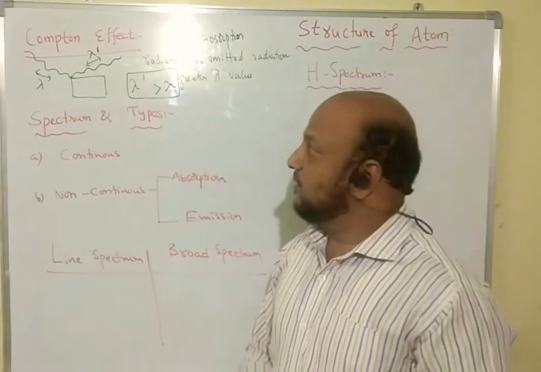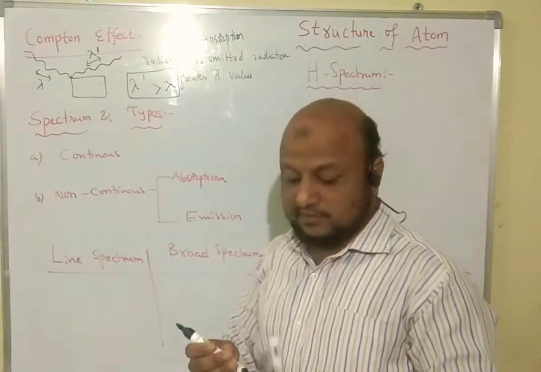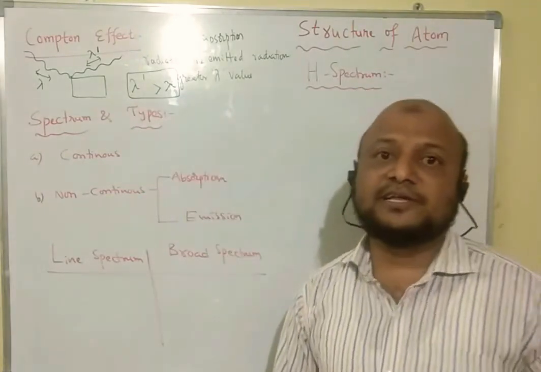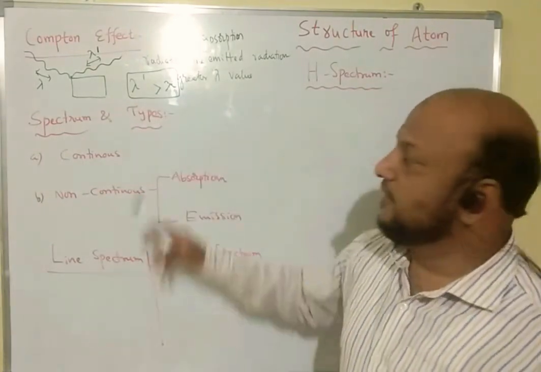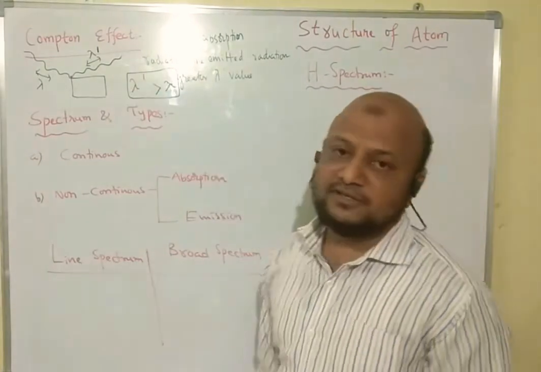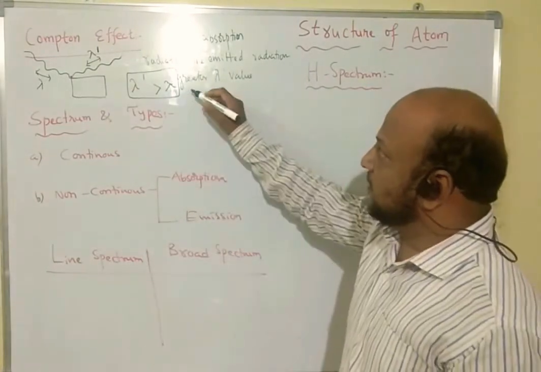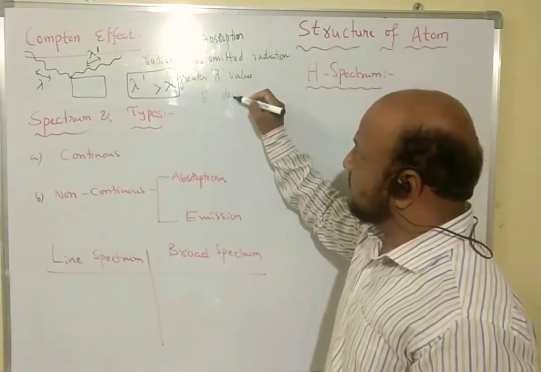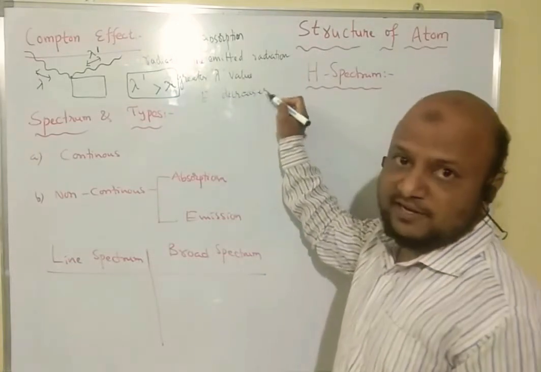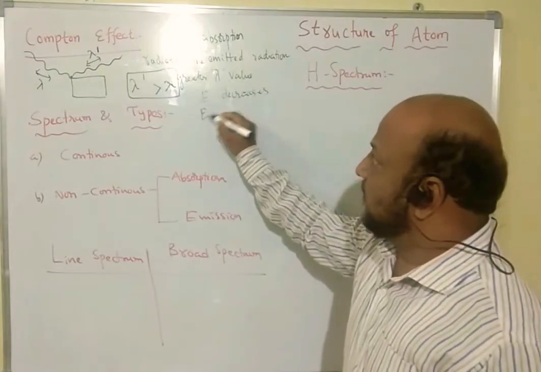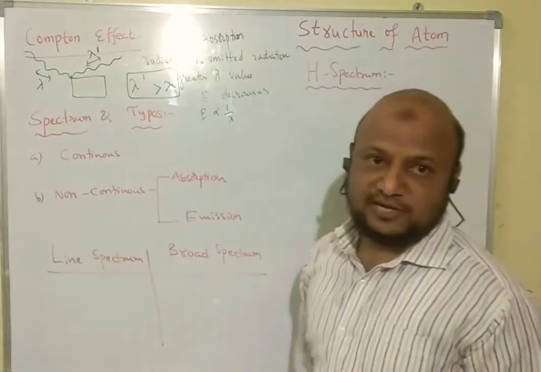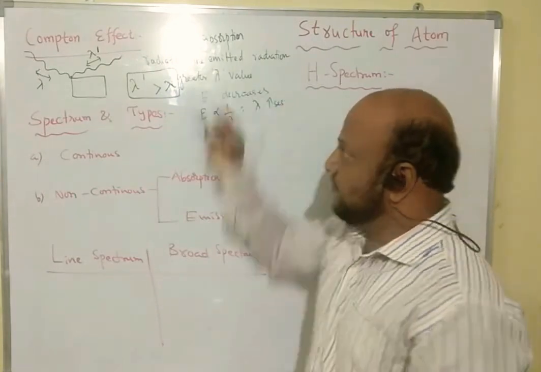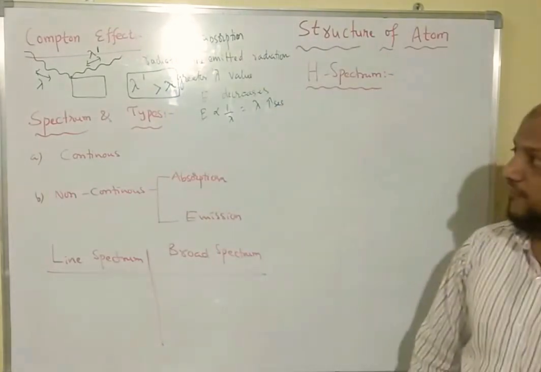Means upon falling of incident radiation, the lambda value must increase. This increment is called the Compton effect. Increase in lambda means the energy decreases, because it is absorbed. That's why the energy decreases. Energy is inversely proportional to lambda, so lambda must increase. This effect is called the Compton effect.